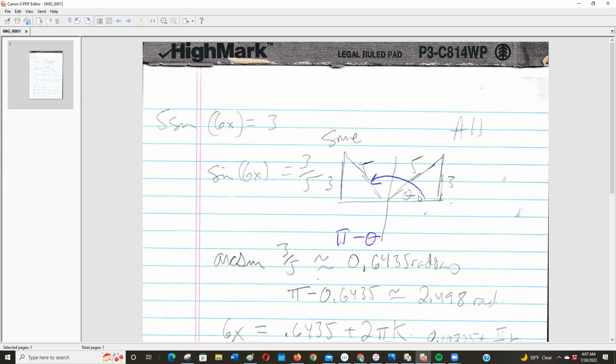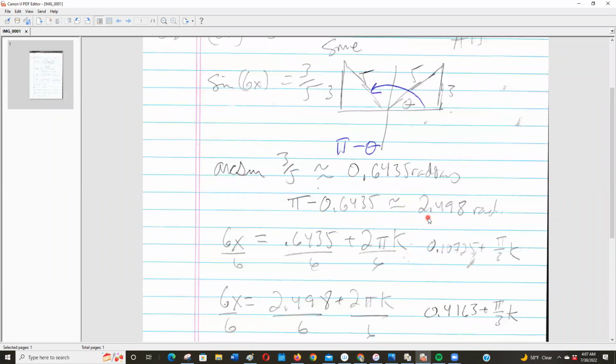And so I said, here's the 3 over 5, and there's the 3 over 5. So I know that this theta answer here is going to be arcsine of 3 over 5, and I got that answer there. And this angle here, the one I wrote in pen, we get that by doing pi minus that answer, right? Because this reference angle here is the same as that angle. So in order to find this angle, I did pi minus the 0.63 number. Okay, that's the second angle.